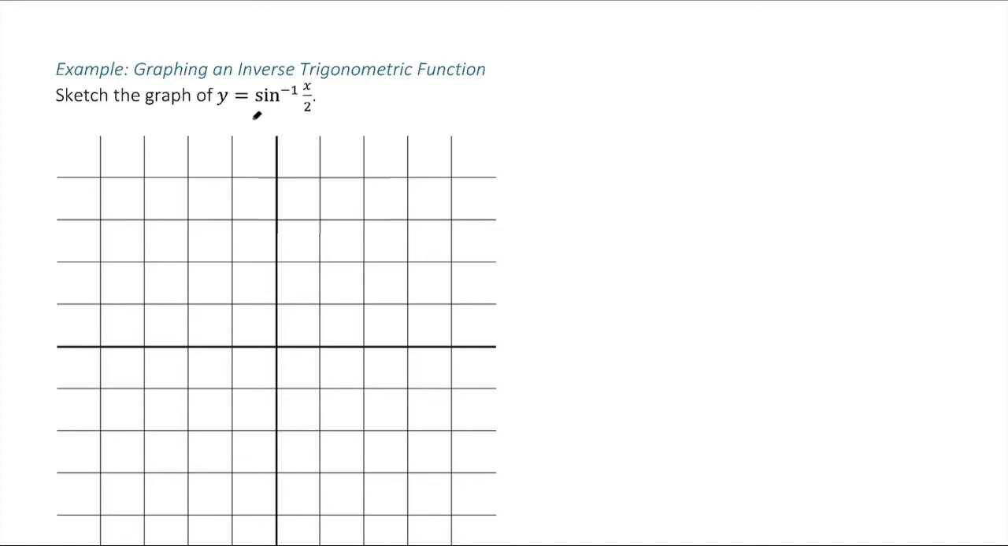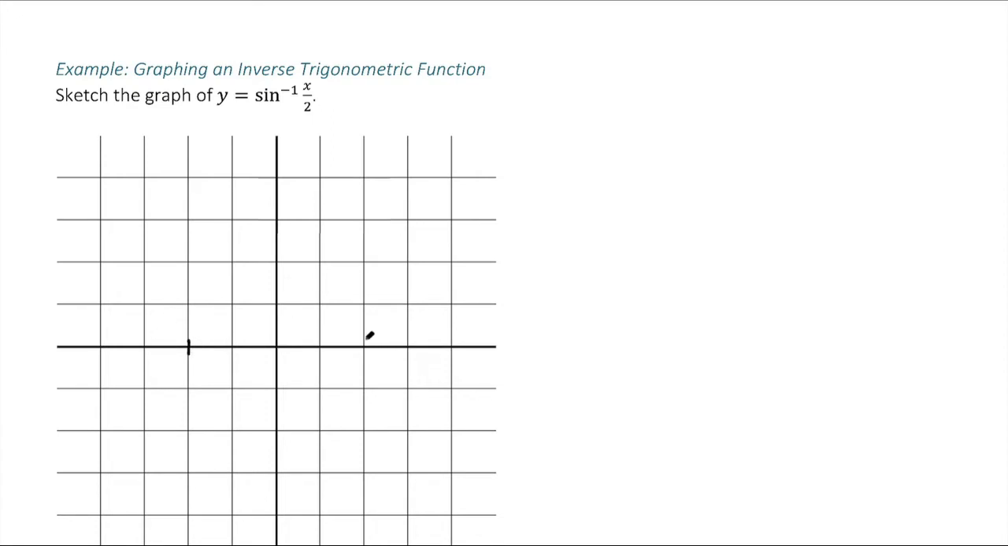Sketch the graph of y equals sine inverse of x over 2. So what we're going to do here, we're just going to start with the graph of the inverse sine. We know what that looks like. So the inverse sine has a domain of -1 to 1.